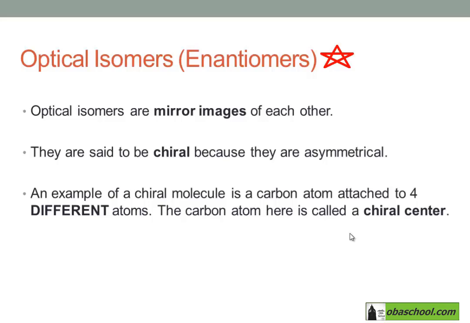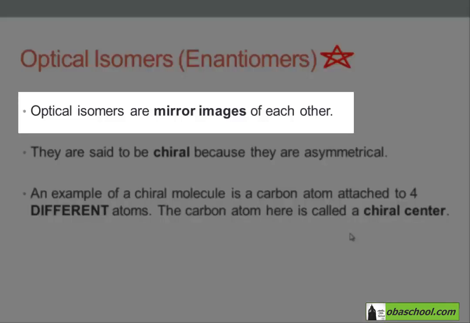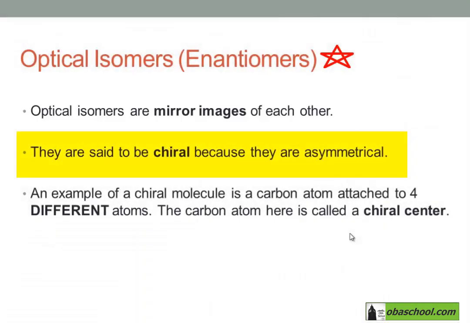Another type of isomers is optical isomers, or enantiomers. They are mirror images of each other. We call them chiral molecules because they are asymmetrical. They do not have a single center of symmetry.